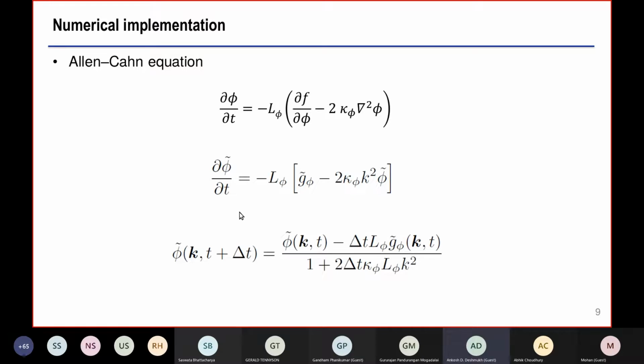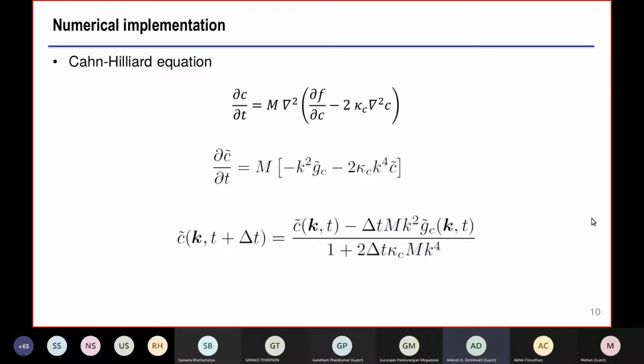So we used a Fourier semi-implicit scheme where the g phi is calculated in the current time step, and the other parameters are calculated in the future time step. We used the backward time step, and we got the final expression.